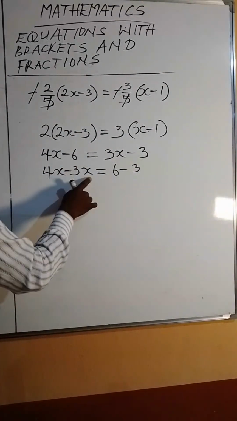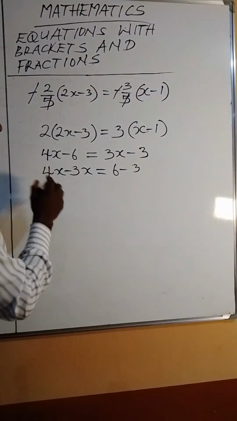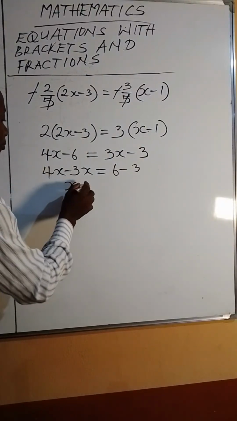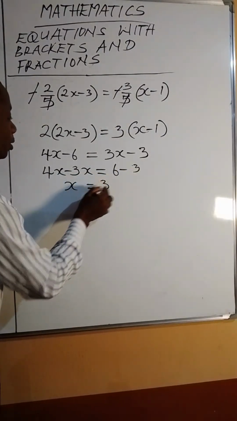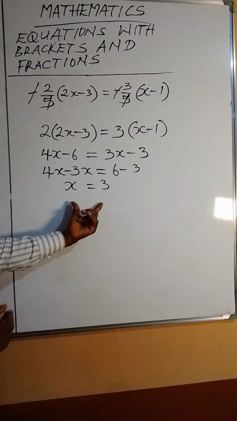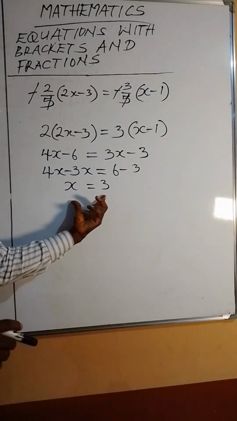Then 4x minus 3x is 1x, which is actually x. Then this is equal to 6 minus 3, which is 3. So this is the solution to the question, right?